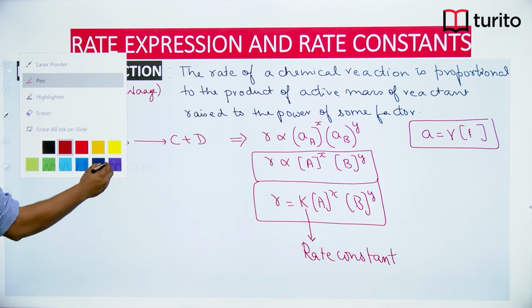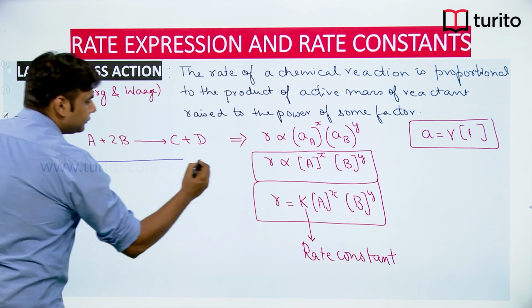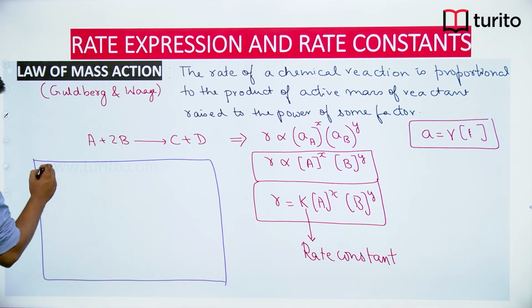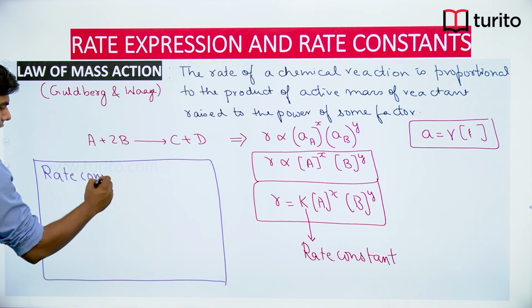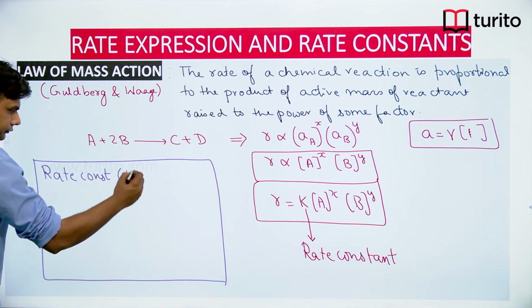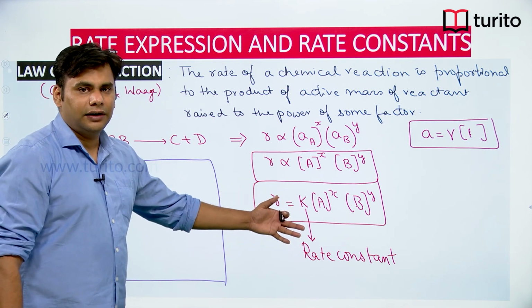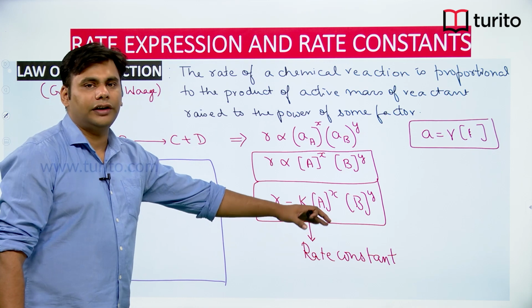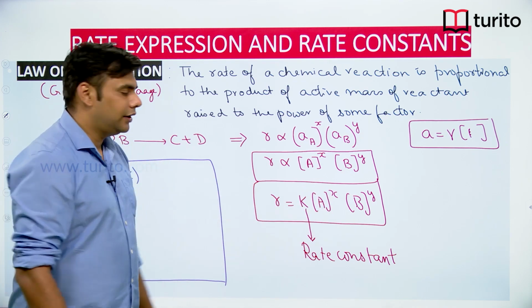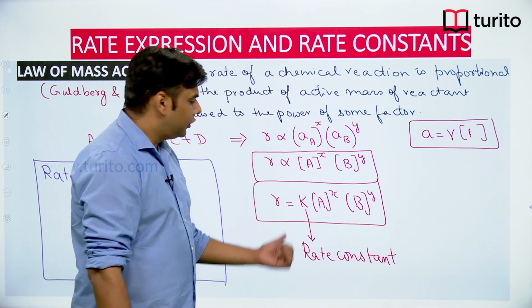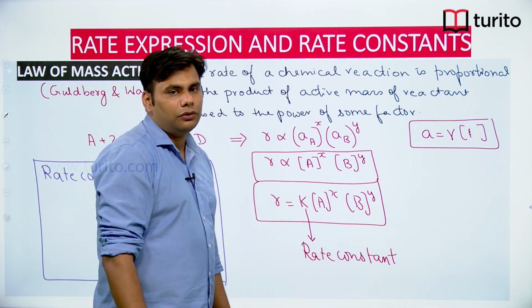Okay, so how do we define the rate constant? Basically we say that the rate constant, or K, is equal to the rate of the reaction when we take the concentration of the reactant as 1 molar. Suppose they are 1 molar, so obviously 1 raised to power x and 1 raised to power y is 1. So the rate constant will become equal to the rate.